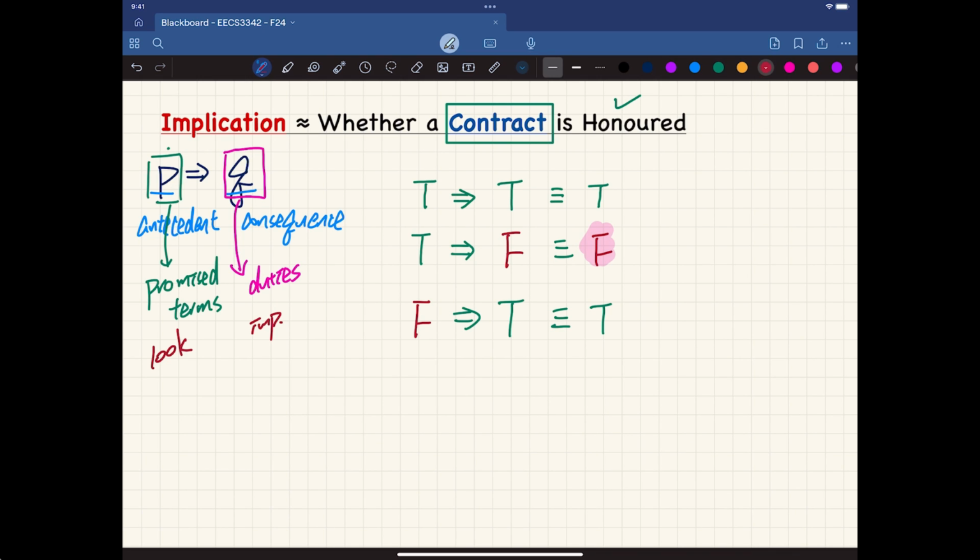Let's say here, you were not given what you were promised, and you chose to quit. You chose not to do anything. Are you really breaching the contract? Not really, because the terms were not even given to you, right? So that should be equivalent to true. So this case is saying the contract is not considered violated.